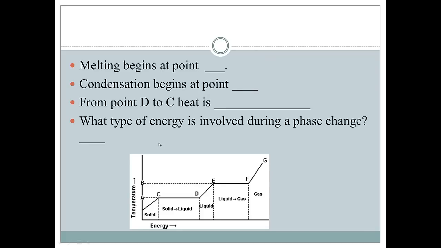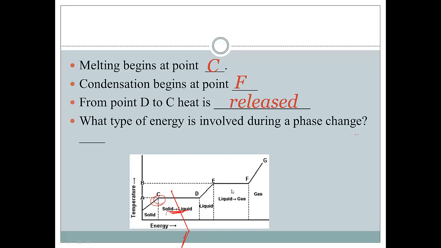Where does melting begin? Look on your graph. Solid, solid, solid. Where is it becoming? Point C. Ignore the random drawings. Where's condensation starting? Point F. From point D to C, heat is doing what? What I'm looking for here, is it being absorbed or is it being released? What's happening from D to C? It's being released.